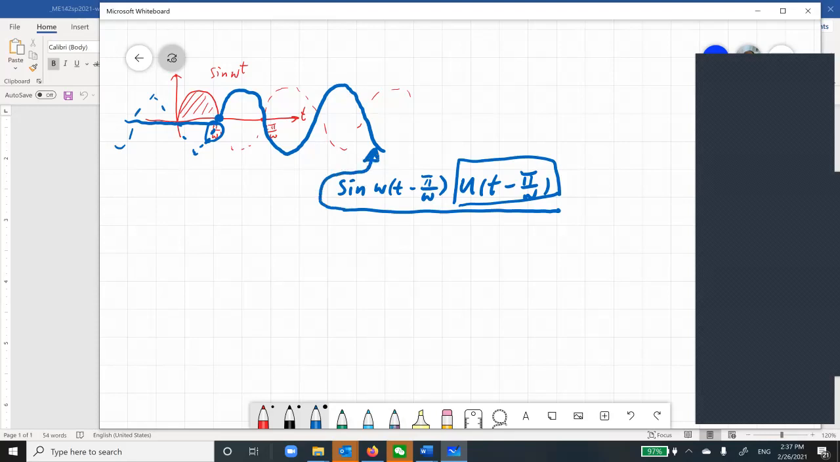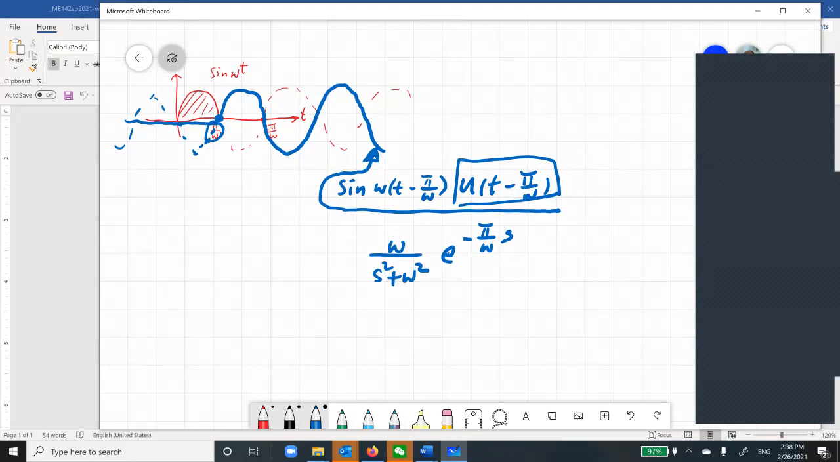So I know that the Laplace transform of sine omega t is omega over s squared plus omega squared, and e to the power of minus pi over omega times s. So this is correct.